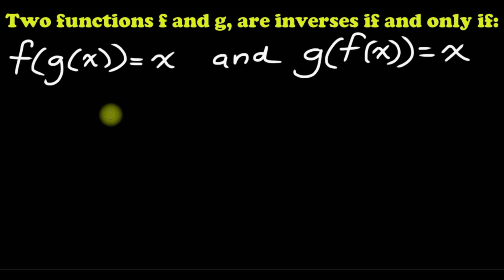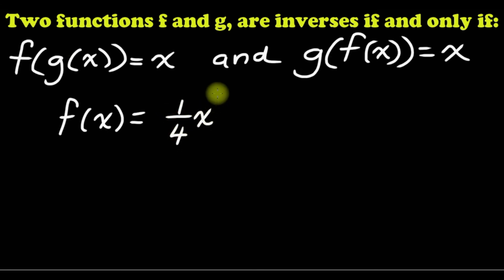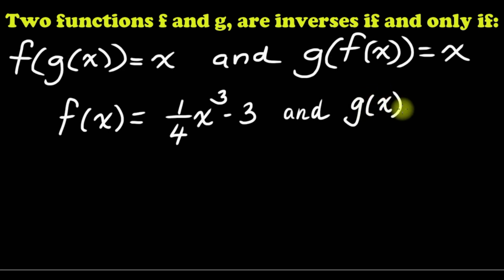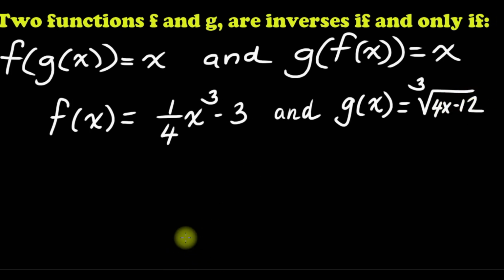Okay, so let's take a look at another one. Verify if two functions are inverses. So you're given f of x is 1 over 4 x cubed, take away 3, and g of x is cube root of 4x take away 12. Okay, and then we have to verify if these two functions are inverses by showing f of g of x is x and g of f of x is x.